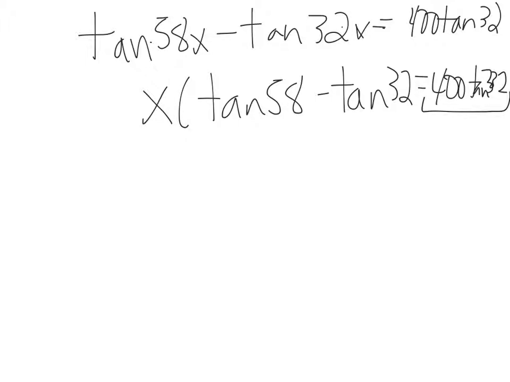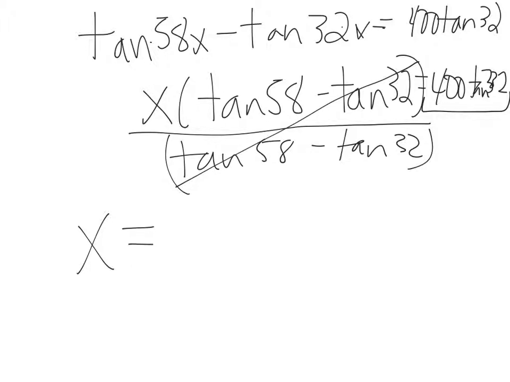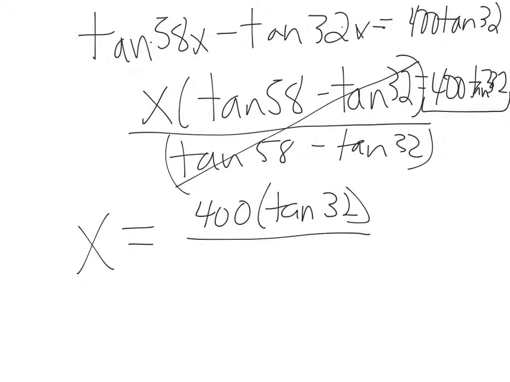So, because we have this factor here, we can divide both by tan 58 minus tan 32, and those two will cancel each other out, leaving me with x equals, and this is what we're going to put into our calculator, 400 times the tan of 32 divided by the tan of 58 minus the tan of 32. It's very complicated to get to this point. That's why it's called the complex problem.